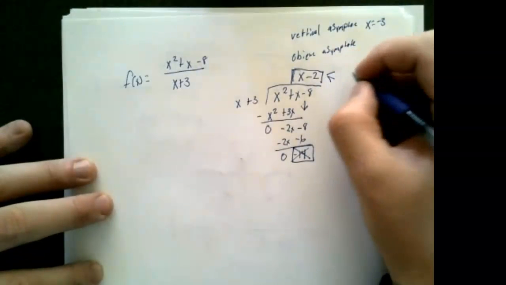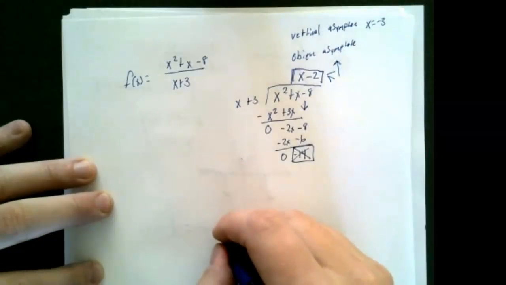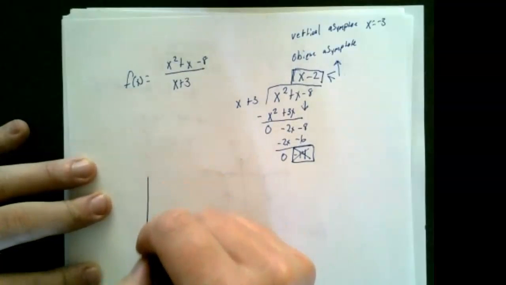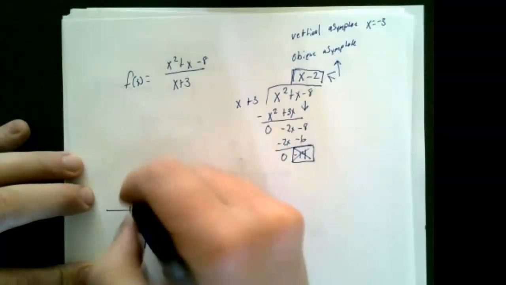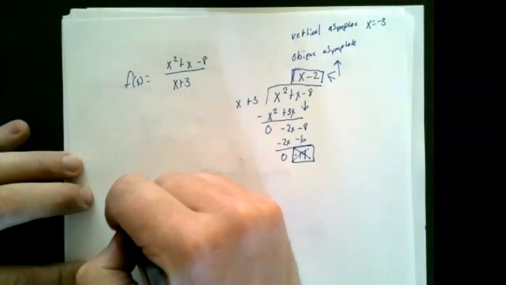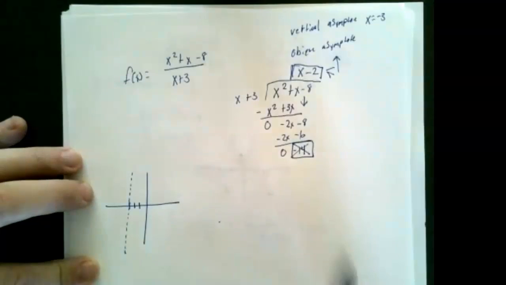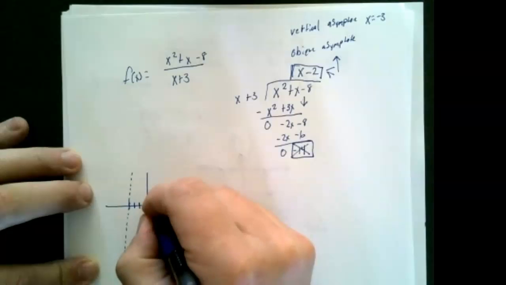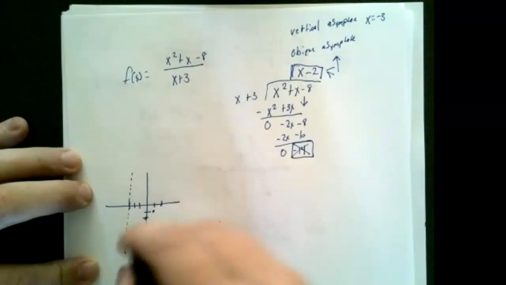This is the function for our oblique asymptote. So if I were to draw my graph here, and I'll just get it started, I know I have a vertical asymptote at negative 3 here. Because it fit the form of my oblique asymptote, 2 positive there.